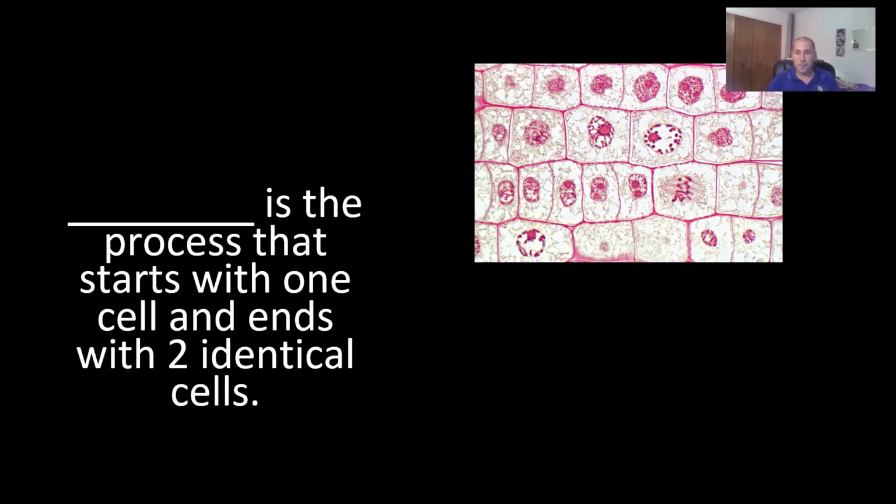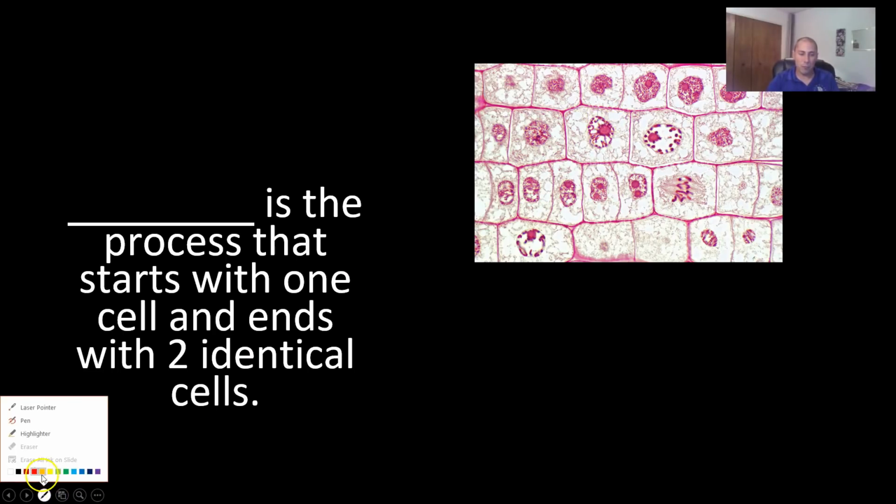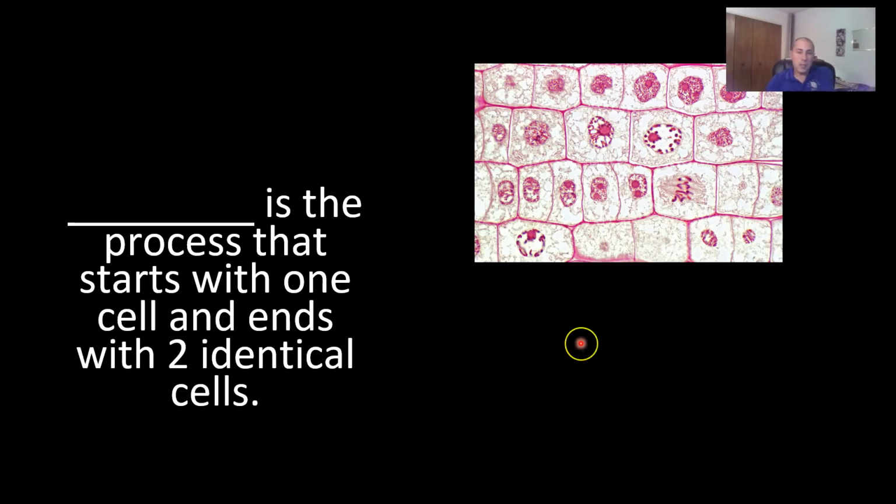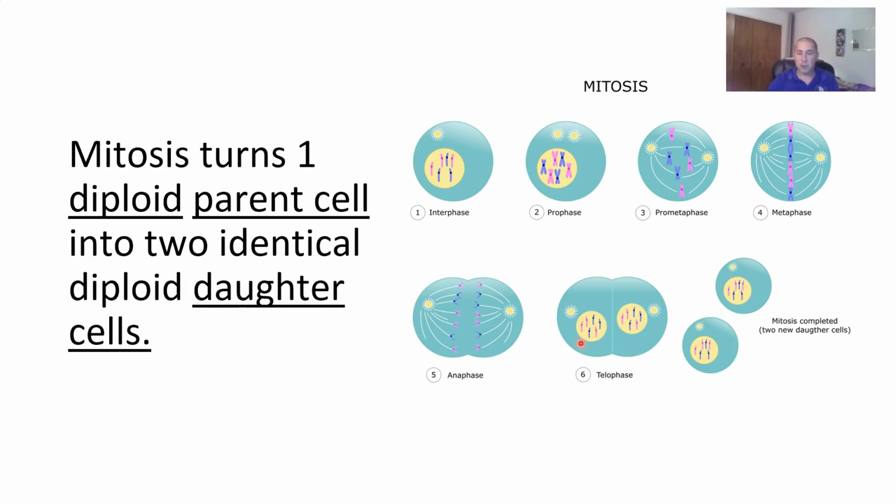So, as we talked about on your vocab words, we looked at some pictures of different onion root tip cells the other day. What is that process that starts with one cell and ends with two identical cells? One of them in eukaryotes is mitosis. And mitosis turns one cell into two identical daughter cells. So the important part, they're identical. They should have all the same parts, all the same chromosomes, all the same DNA.